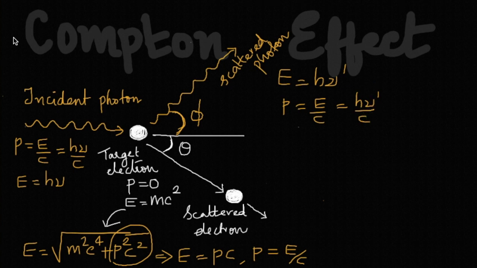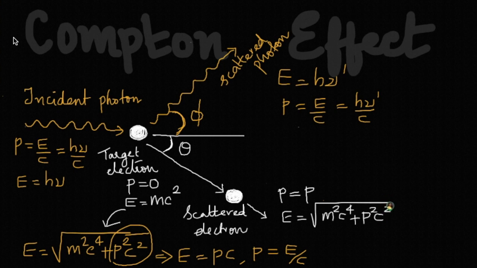Moving on to the scattered electron. The electron, which was initially at rest, has now started moving. You can see that the angle that it moves is taken to be theta with respect to our reference. So it has got a momentum now. Let's take that momentum to be p, and the energy of a moving electron is given by the expression root of m squared c raised to 4 plus p squared c squared.